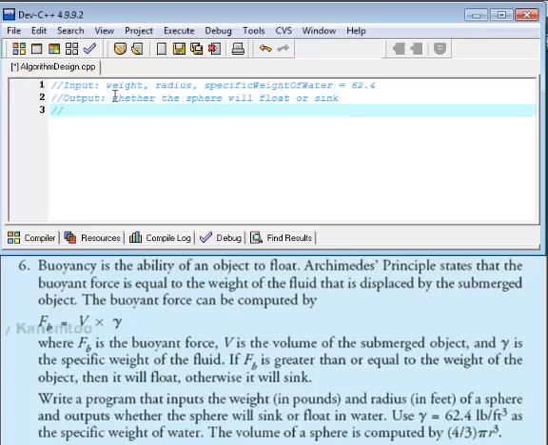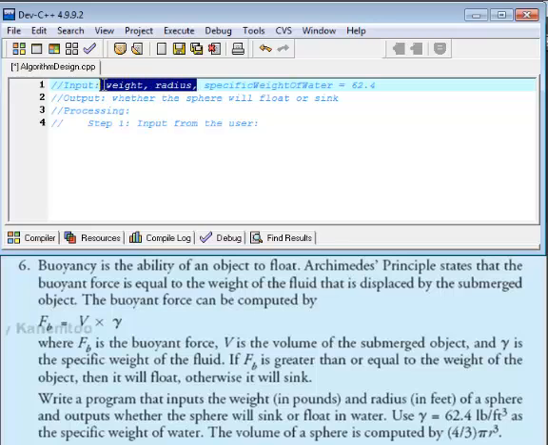Now that we have our input and we have our output, so we have point A and point B, we need to figure out how we're going to get there. And so many times we'll write our algorithm in steps. So the processing part of our algorithm we're going to write in steps, such as step 1. What's the first thing that we need to do? Well, we need to get our input from the user. We need to figure out the weight and the radius of our sphere.